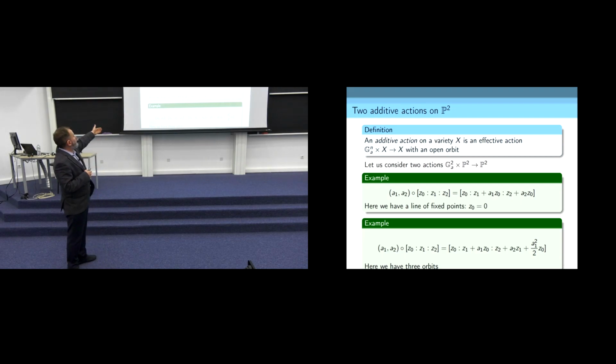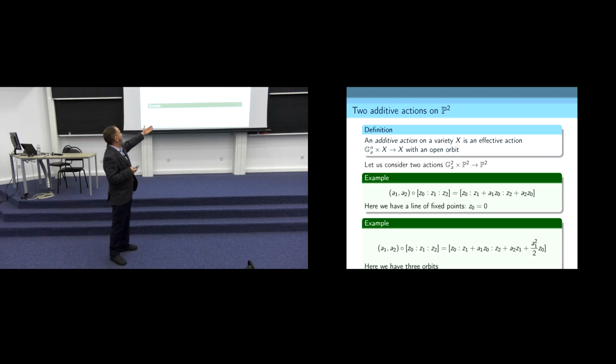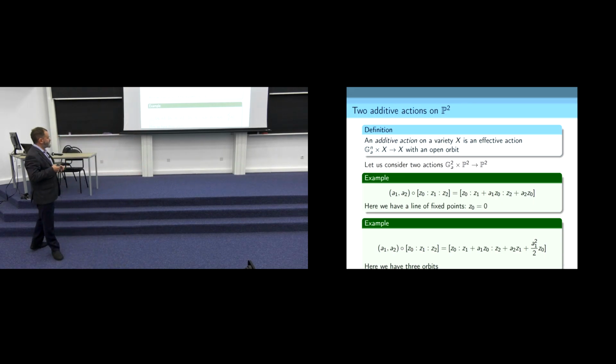And in this case, I give you an example of two additive actions on the projective plane, and they are really different. For one action, I have a line of fixed points, and the other action has just three orbits, finitely many orbits. One action is a very naive way to prolongate an action by translation to the projective plane, and the other action is a little bit more exotic. It includes some non-linear terms in the coordinates of my group, but we will see soon how this action appears.